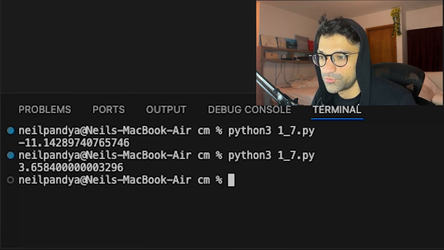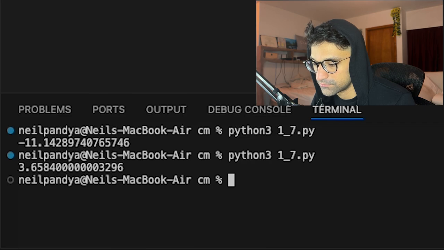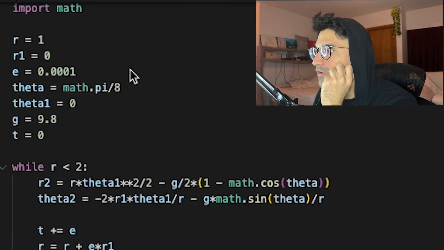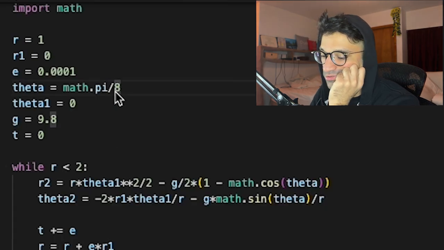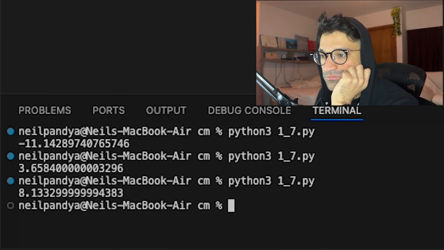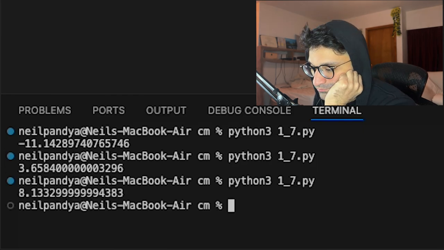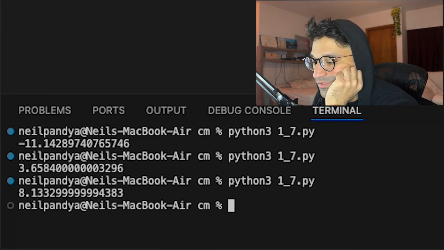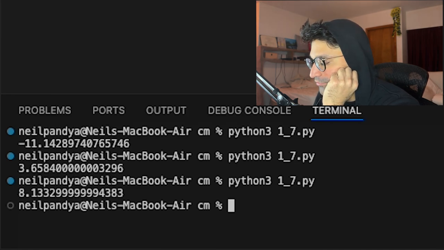I have about 3.65, almost 3.5 seconds. Oh, it's pi over 18, not over 8. Okay, 8 seconds. Cool. So let's try another one.